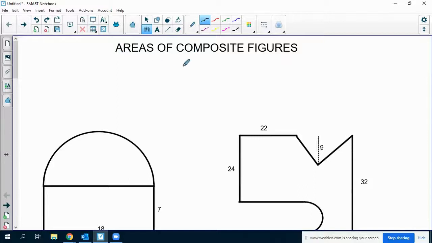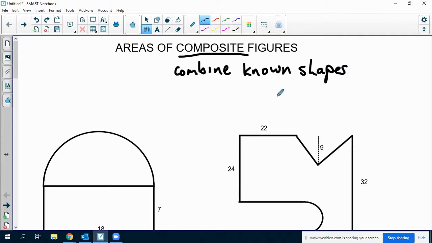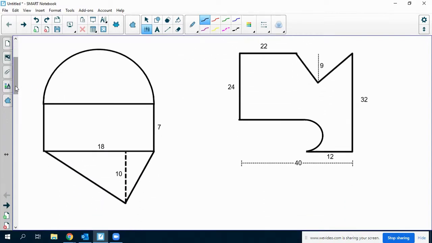This video is about areas of composite figures. Composite figures are basically where we combine known shapes into shapes that we don't know how to find the area of. But because that's the case, we have to use the known shapes to find the area of the unknown shape. So let's take a look at three quick examples.